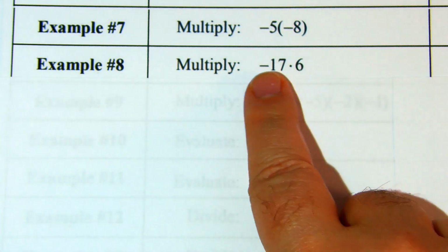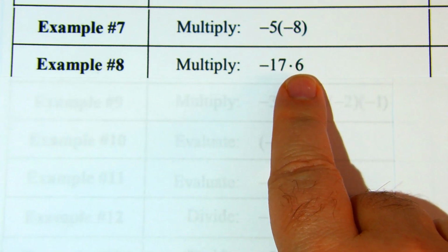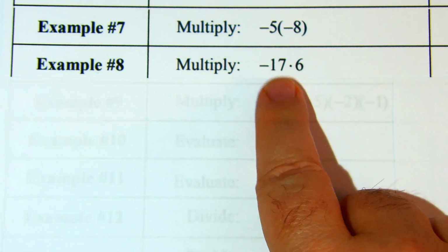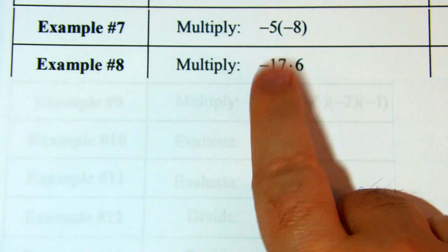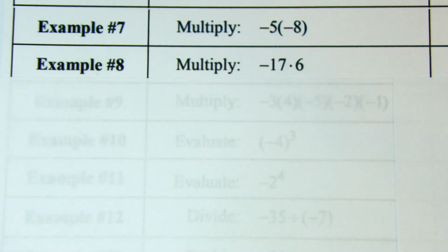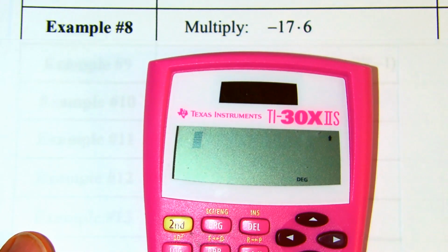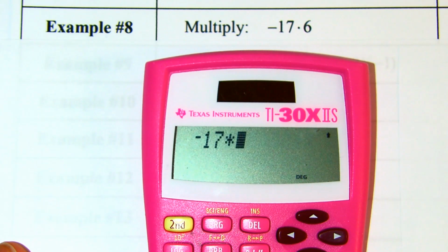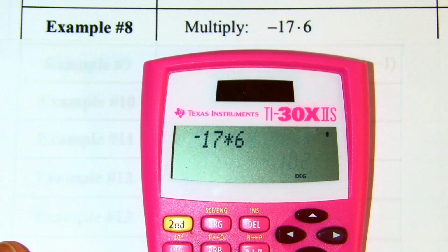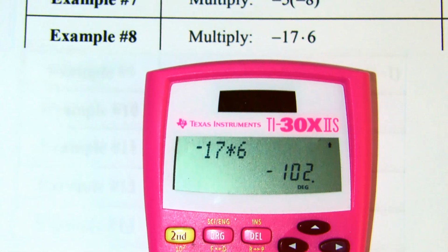Okay, so here's a negative times a positive, so the result's going to be negative. It doesn't matter which of these is bigger or smaller, it's that they're different, so the result will be a negative. And the numerical part is just whatever you get if you multiply 17 and 6. And so let's just do the whole thing on the calculator. I'm going to type the negative button, 17 times 6, equals, and it gives me a negative 102. Okay. Next example.